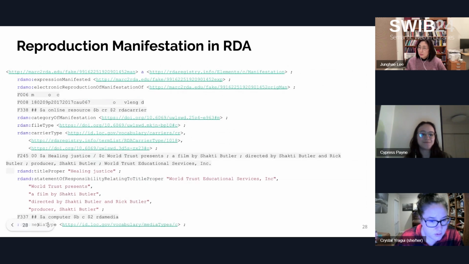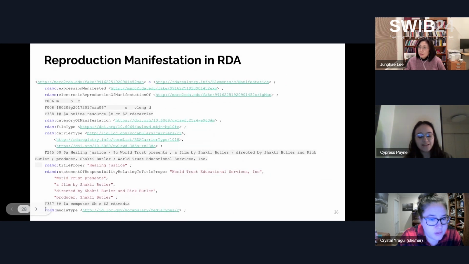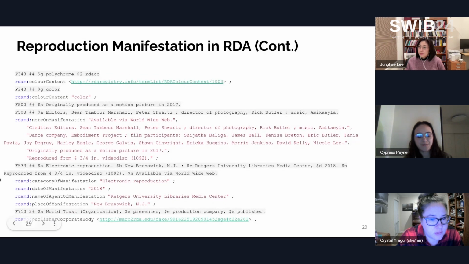Next slide, please. Here's the reproduction manifestation from that same record. It has the same title information from 245, but also indicates that it is an electronic reproduction and pulls information from different MARC fields based on the mappings. Next slide, please. This is a continuation of the reproduction manifestation, and we can see how data was extracted from the 533 field here at the bottom, where we have a category of manifestation, date of manifestation, etc.